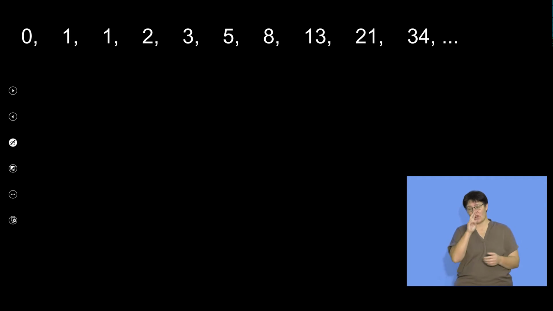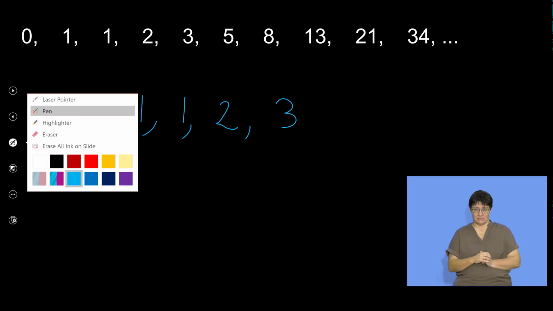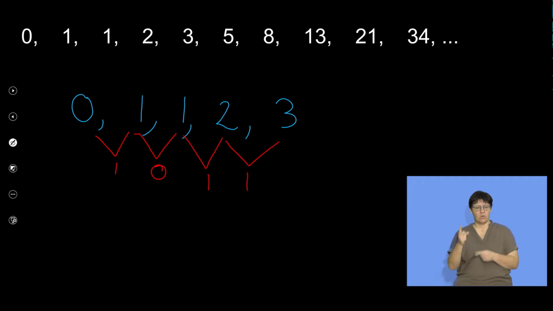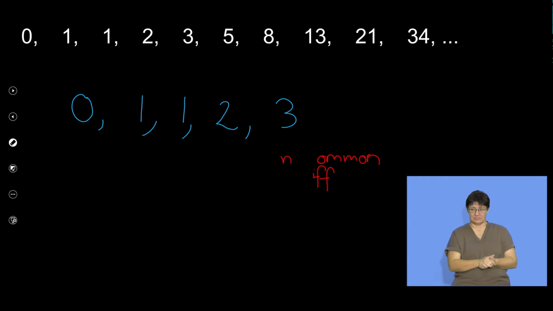If I'm looking at the first few numbers, so I have 0, 1, 1, 2, and 3. If I was thinking about doing a common difference, there's a common difference of 1 between 0 and 1, a common difference of 0 between 1 and 1, a common difference of 1 between 1 and 2, and a common difference of 1 between 2 and 3. So we can see that there's no common difference between those numbers. So that means we're going to have to get a bit more creative. So I'm going to erase what I've done with common differences.